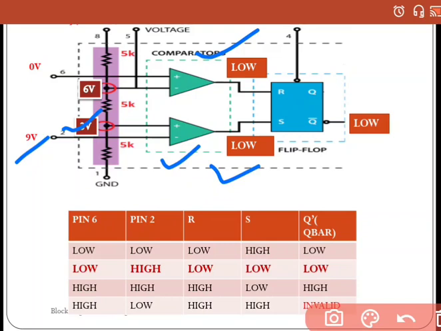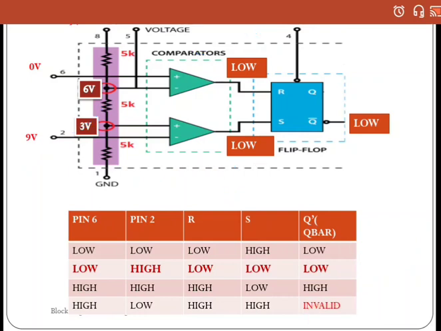Now there are two zeros. That means the state of that flip flop will not change. That means the previous state it was low. So it will be low in this state also.